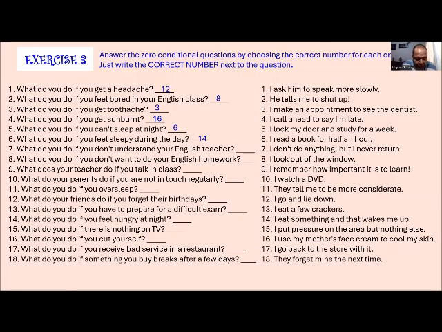Okay. Number 7, please. A volunteer to read the question and then give us the answer. Yes, Liliana, continue. What do you do if you don't understand your English teacher? I ask him to speak more slowly. What number is it? 1. Exactly. Thank you so much, Liliana.